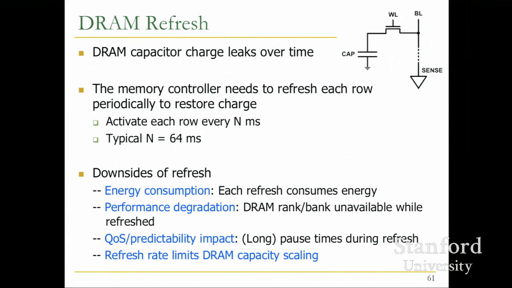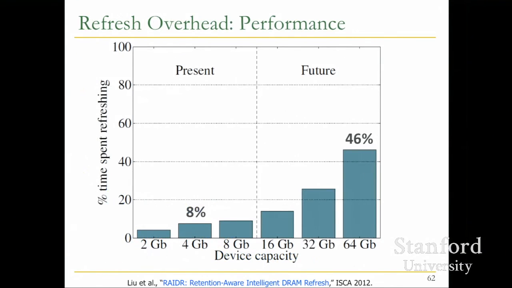There are many downsides to this: energy, performance, quality of service impact. But I'll talk about one thing. Refresh rate actually limits DRAM capacity scaling. This is from a paper that we did in ISCA in 2012. This is device capacity on the x-axis. This is the percentage of time you have to spend to do refresh, basically the throughput loss of the device due to refresh. Today, it's about 8%.